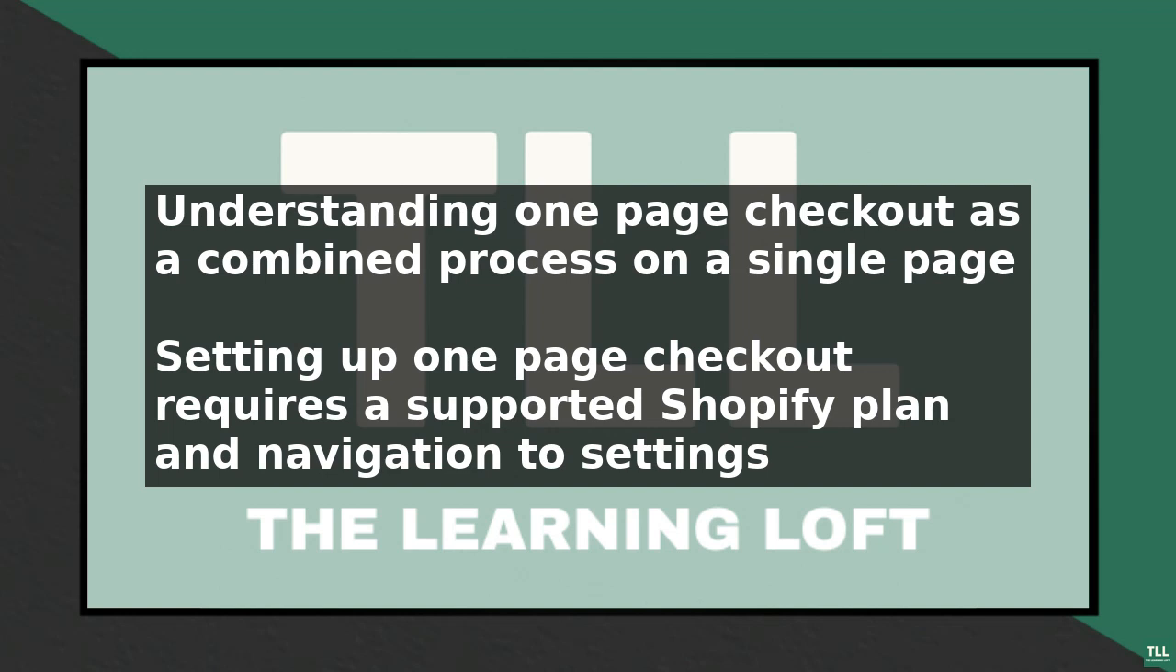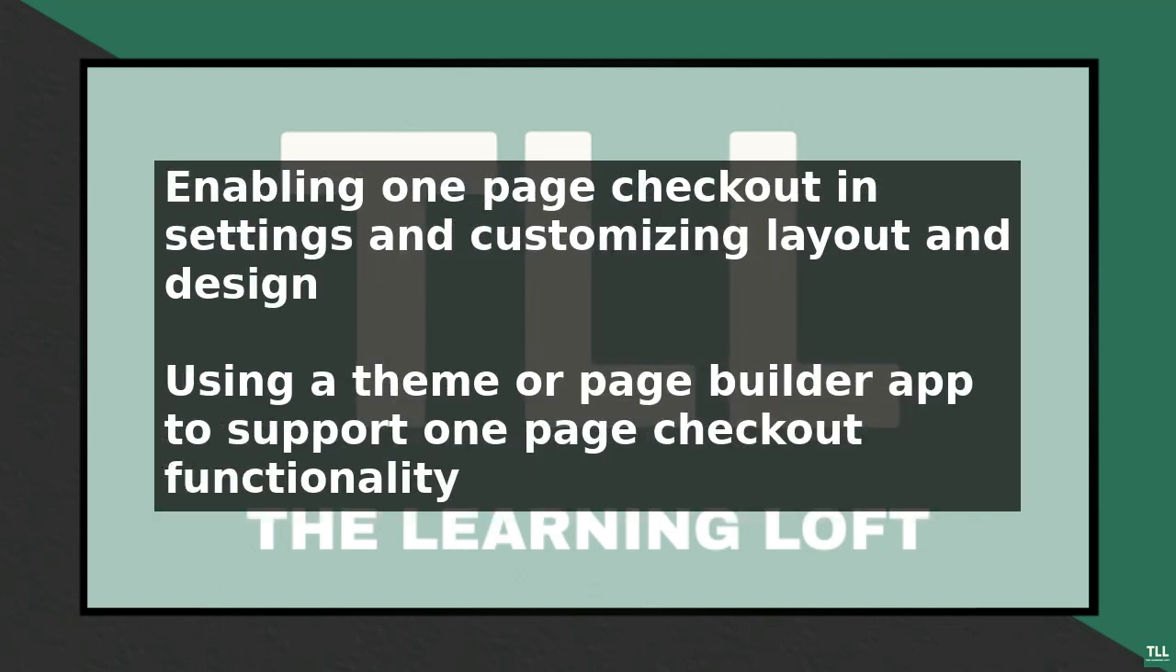To set up one-page checkout in your Shopify store, you need to have a Shopify plan that supports this feature. You can check your plan in the Shopify admin panel under Settings and Account. Next, you need to navigate to the checkout settings. To do this, go to Settings and then Checkout. Here you can customize your checkout settings, including the option to enable one-page checkout.